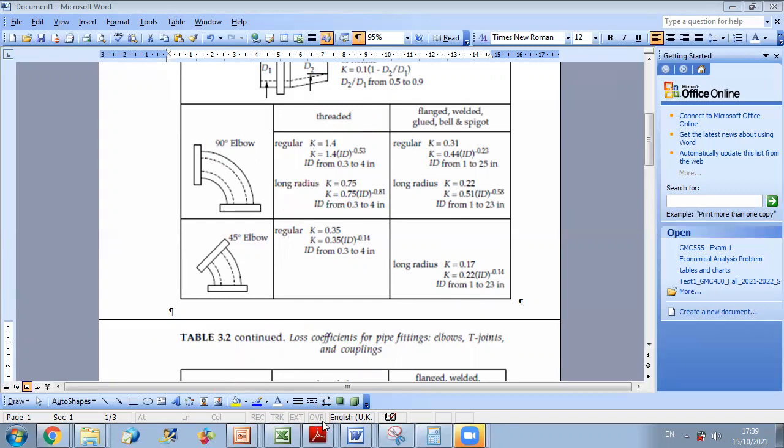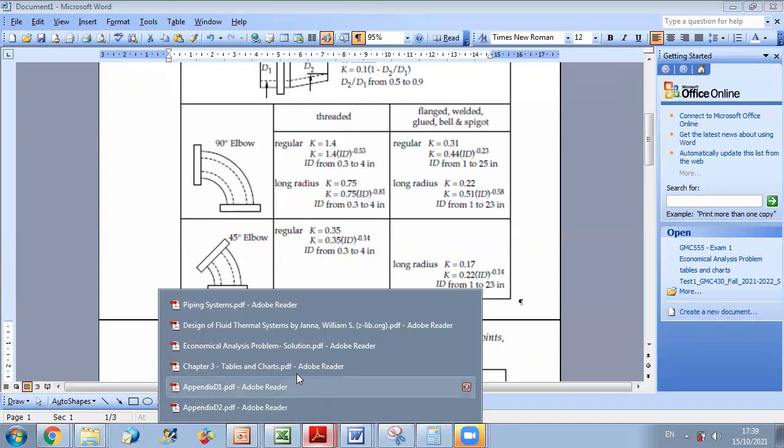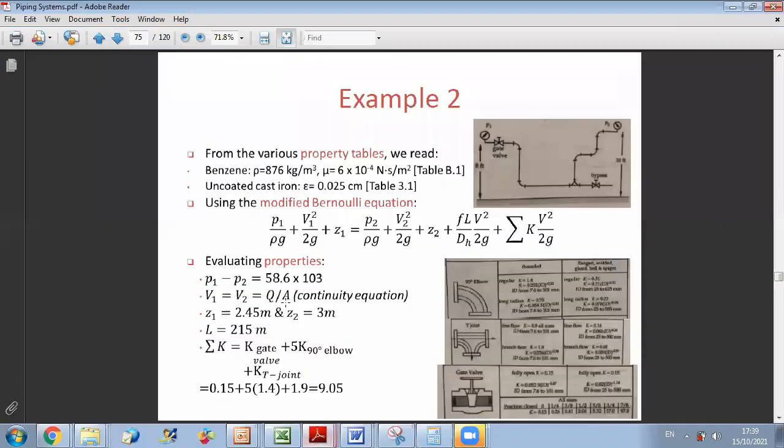So now we can go back to our equation. As we saw, the K of the fully open gate valve is 0.15, the K of a 90 degrees regular elbow, because it's threaded type, is 1.4, and the K of the T joint, because it's a branched line, is 1.9. Okay, so we got the total, the summation of K.